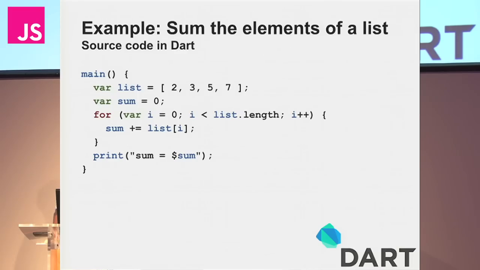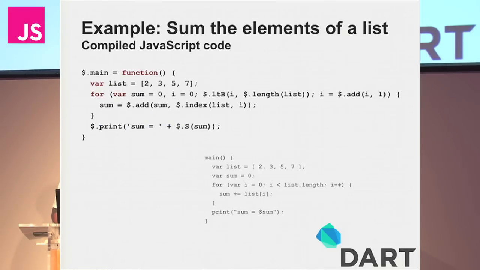To give you an example of how that looks in the code, this is just a small main that gets the sum of a list. And this is still pretty readable. Every operator is replaced with a call to a static, so $dot. In one case, it's the less than boolified. In the other one, it's the add, and then we have an index. So pretty standard stuff, nothing special.